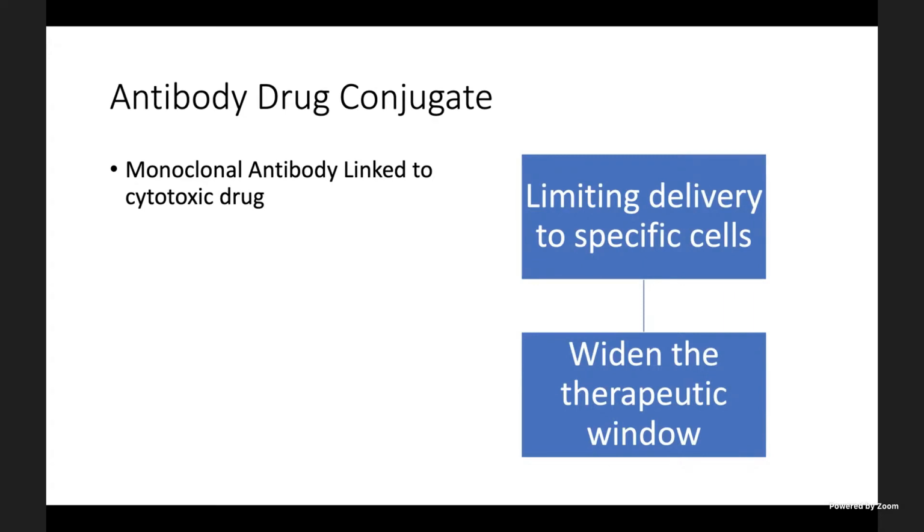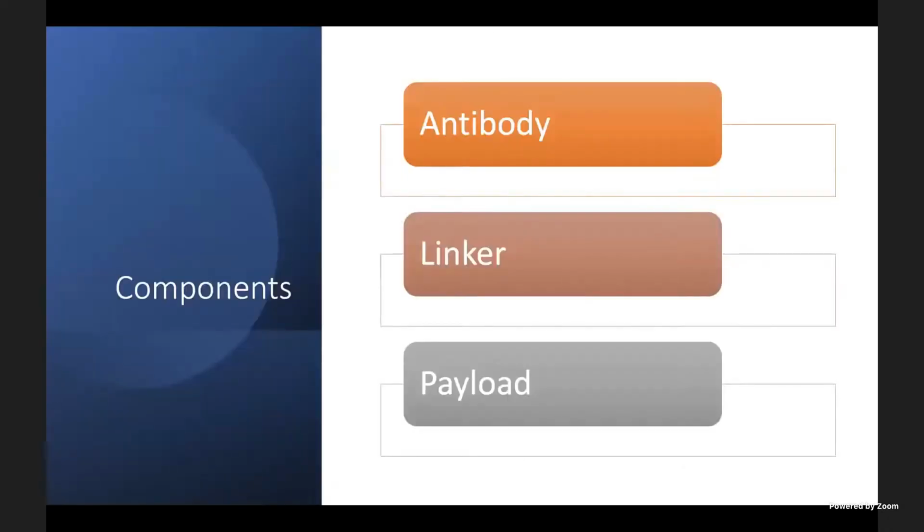Theoretically, what it should be doing is allowing us to give a higher dose. So that is how you widen the therapeutic dose there. It has three components to it. You have an antibody, you have a linker, and a payload. All these three are very important for how an ADC functions.